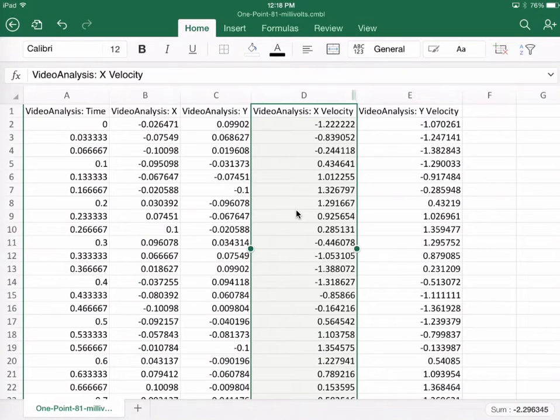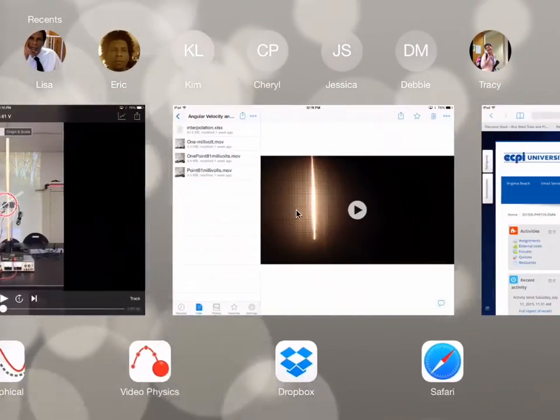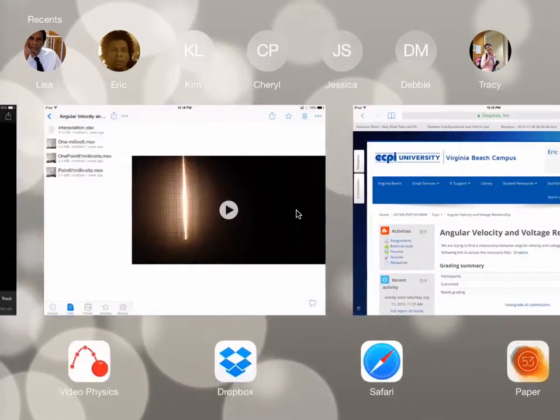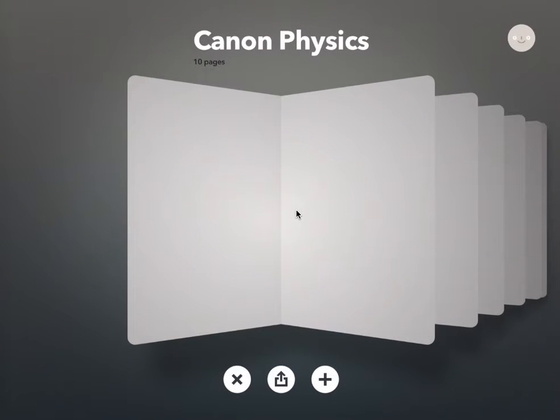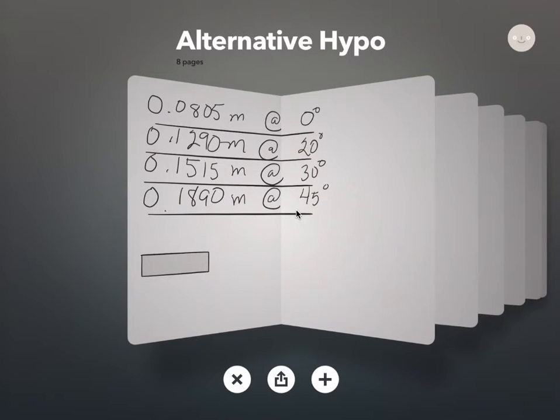In the last video, this is the data set that we generated utilizing video physics. So now what we want to do is see if we can find ourselves. That's not what we're looking for. Nope. Oh, there it is. There it is. Let's just get ourselves a sheet here.